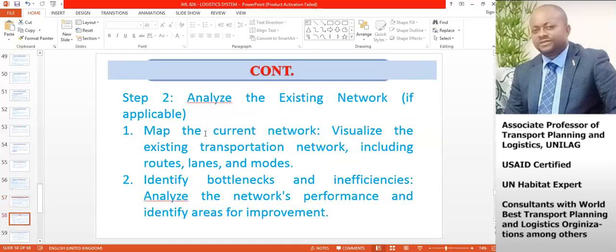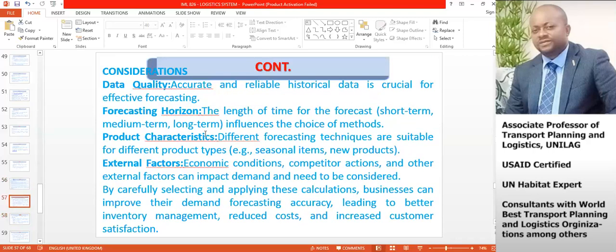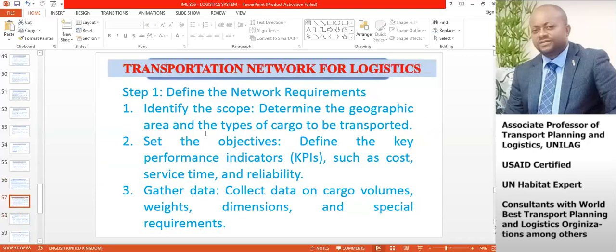The second is you need to understand the existing network. If you have been moving products, you see what this transport network does is that you are moving things from one point to another. Then you as the logistician in that department, you are asked to come up with your transport network design. For you to come up with your transport network design, there is a need for you to take these instructions in place.